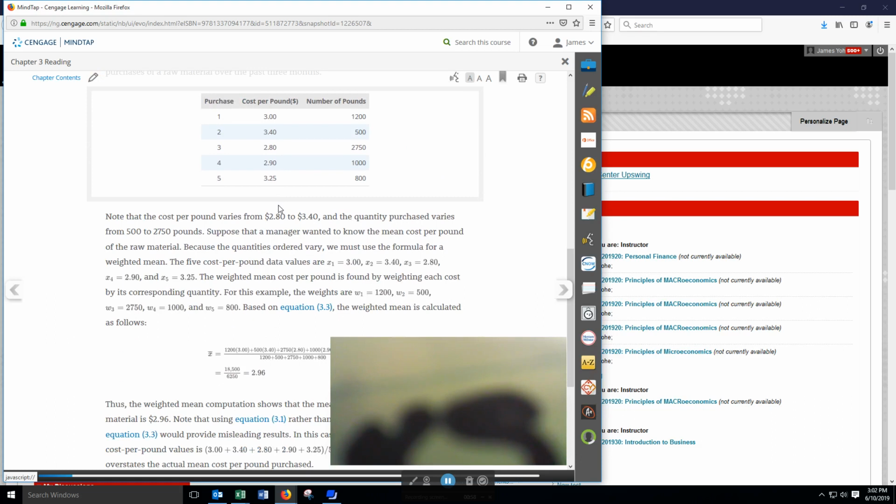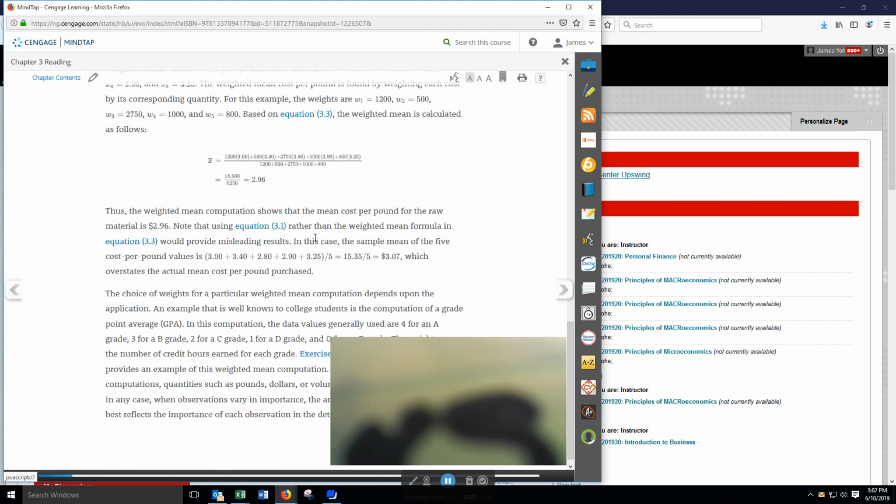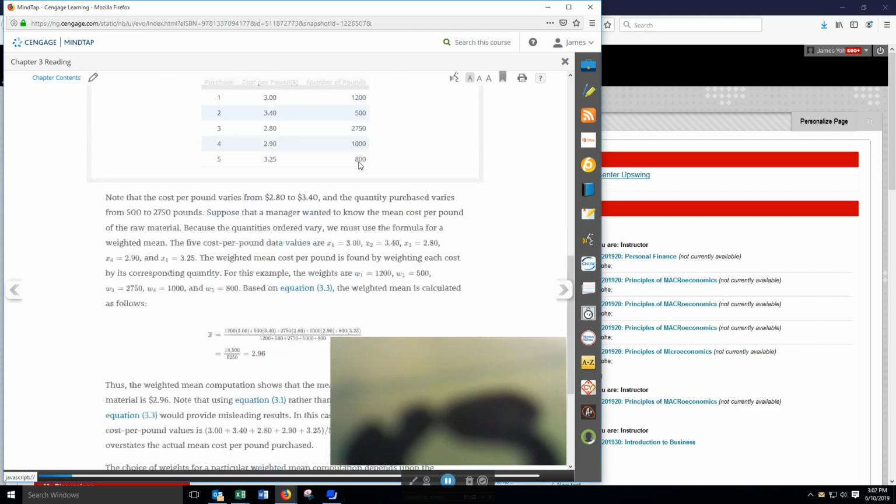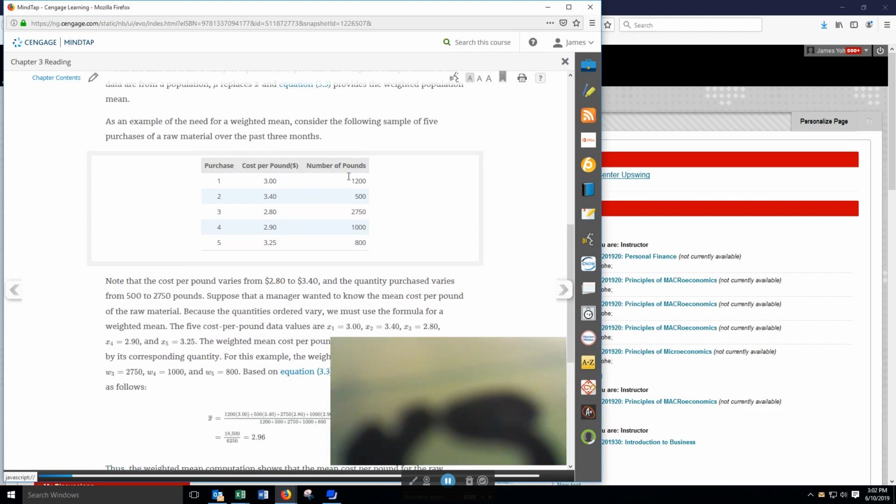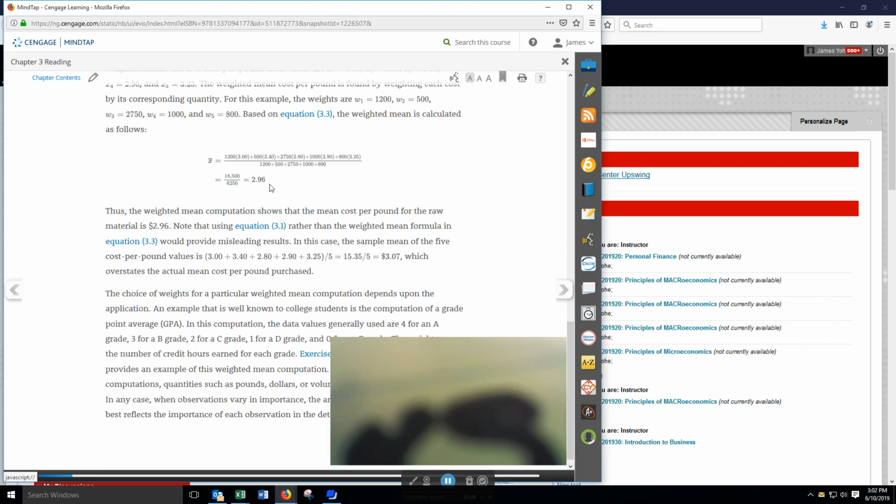So here you can see we have a cost per pound, number of pounds. For each observation, 1 through 5, we're going to take the cost times the number of pounds of meat bought, I guess, here. So 3 times 1,200 would be 3,600, right? We multiply these two together. We're going to create a separate column here. Then we're going to add all of this up. And then we're going to add the weights up. The number of pounds here would be the weight. And we're going to add that up, and we're going to get a mean.